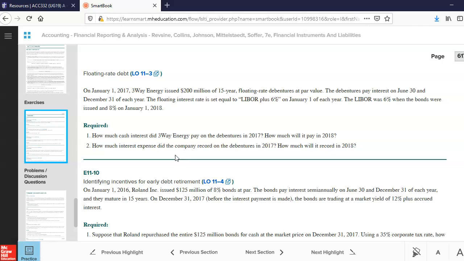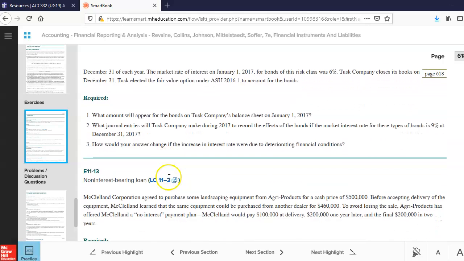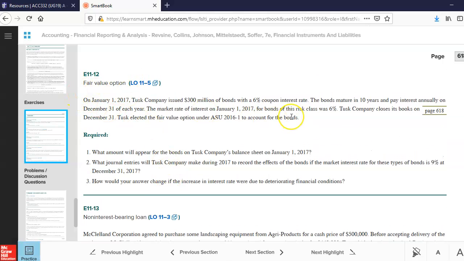Okay, I'm skipping 10, so we'll move on past that one. I got to get to my right notes. We're skipping past 11 also, so let's get down to 12 and talk about 12. So 12 is right here, and this is about fair value.